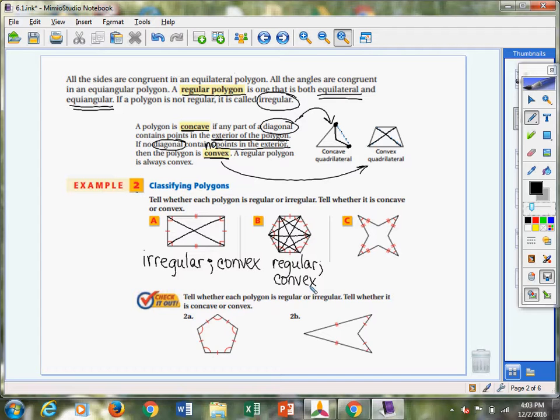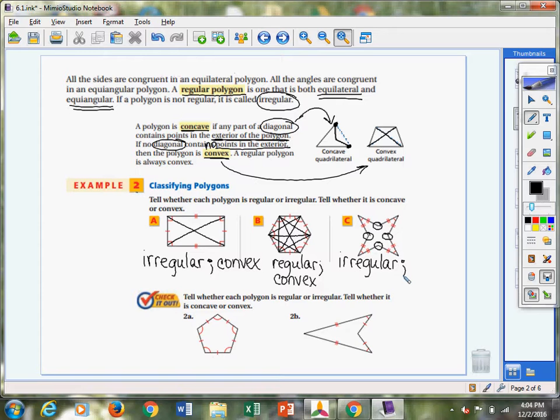Letter C, I definitely see the same side lengths. That's what it looks like. But the angles, not all the angles are the same. And so the one I'm looking at is this one, this one, this one, and this one. They're not marked, but it definitely forms an angle. And so I would have to say this is irregular because I don't see equal angles there. I see equal sides, but I don't see equal angles. So I would classify that as irregular.